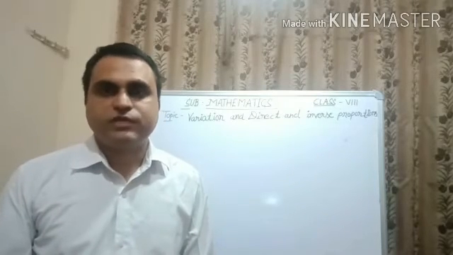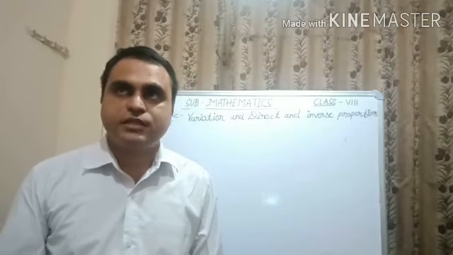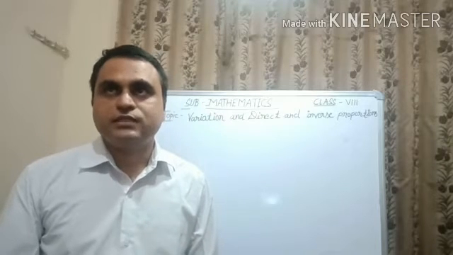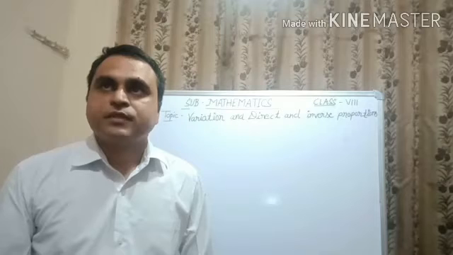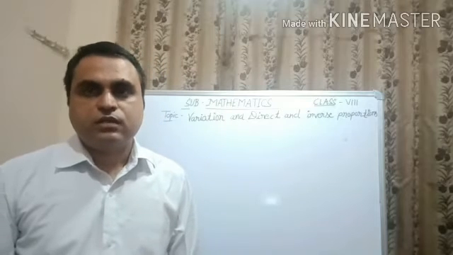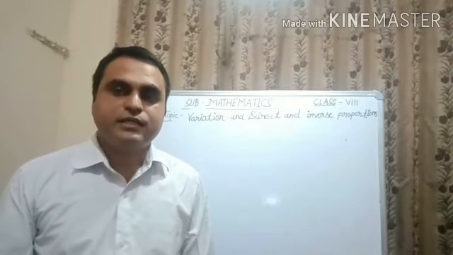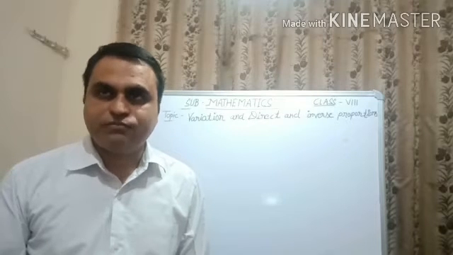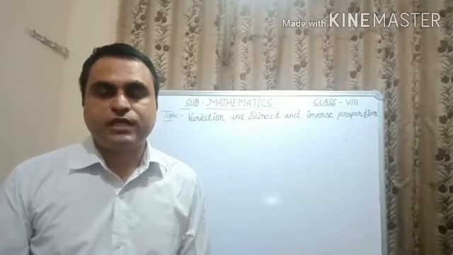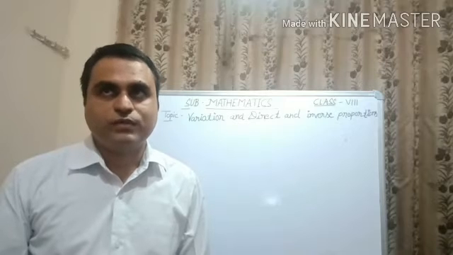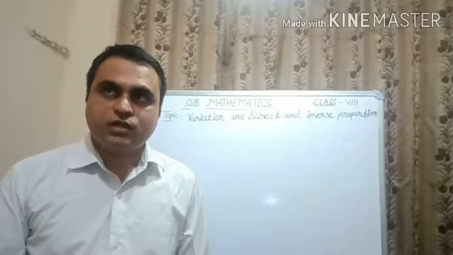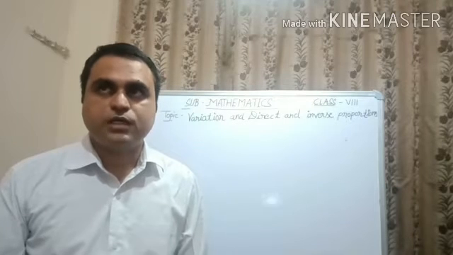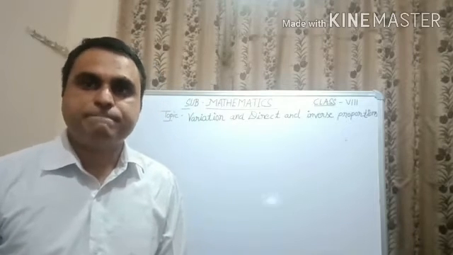An inverse variation or proportion is indicated when two quantities are so related that an increase in one causes a corresponding decrease in the other, or vice versa. Now the second definition: the ratio of any two values of one quantity is the inverse of the ratio of the corresponding values of the other.